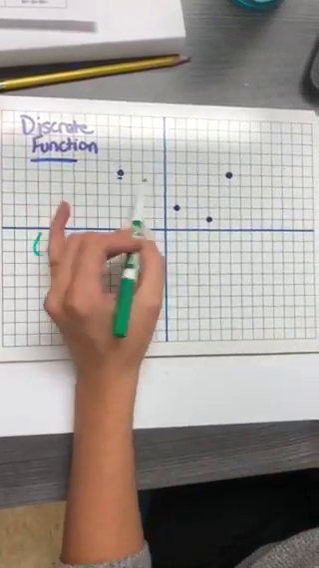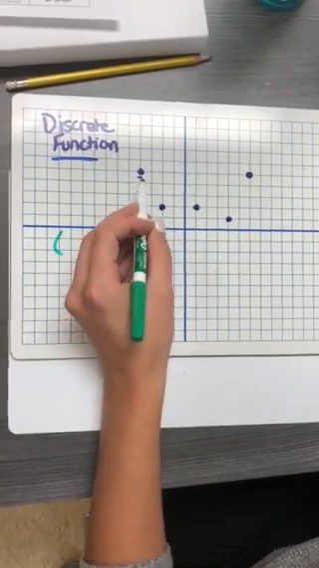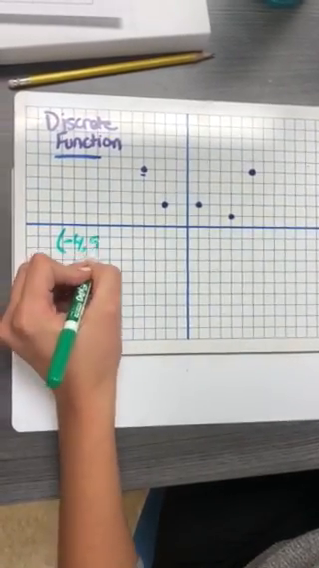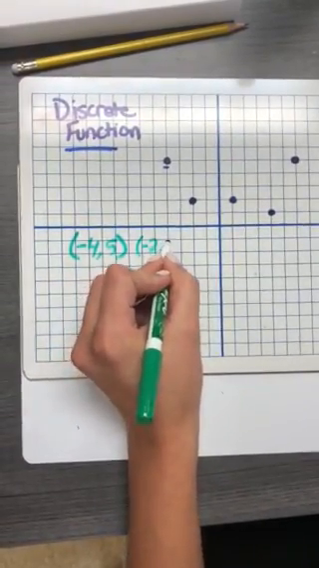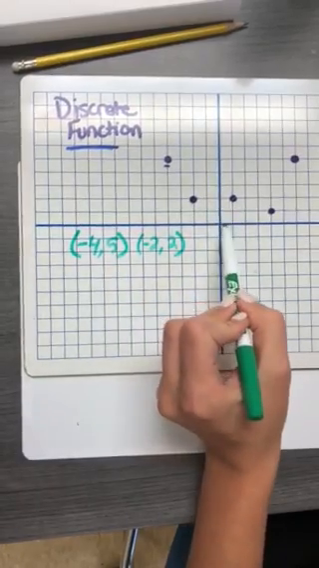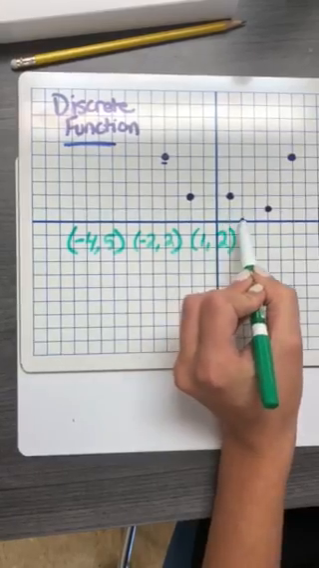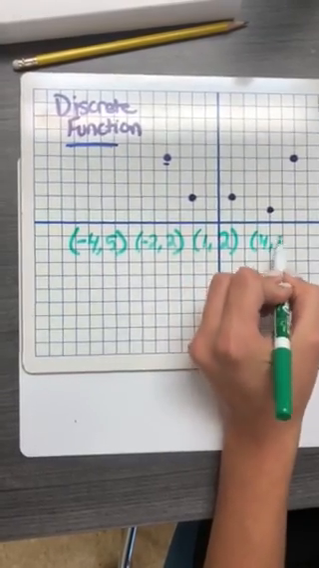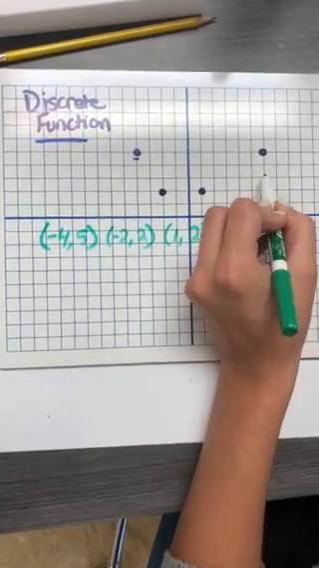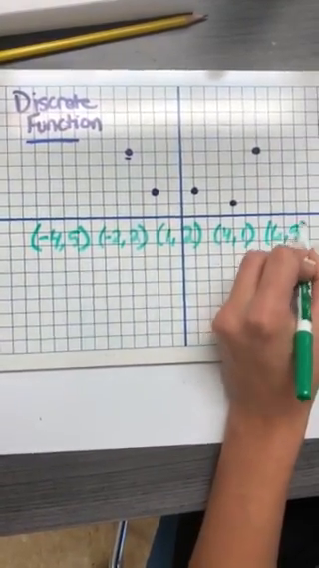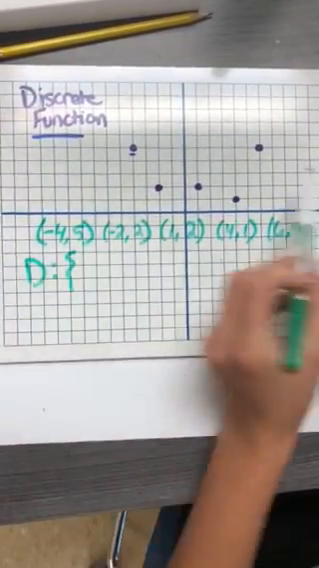So here we're going to start with this first point on the left, which is over 4, up 1, 2, 3, 4, 5. So that's negative 4, 5. Our next point, over 2, up 2, negative 2, 2. Our next point is over 1, up 2. Next point is over 4, up 1. And our last point is over 1, 2, 3, 4, 5, 6, up 1, 2, 3, 4, 5. So 6, 5.